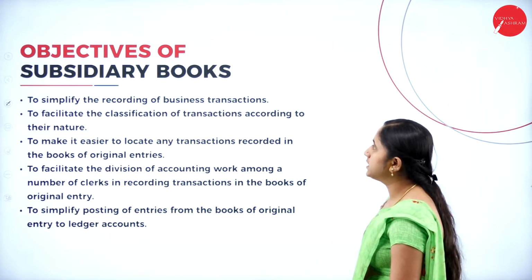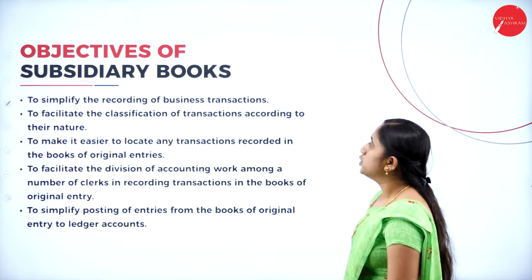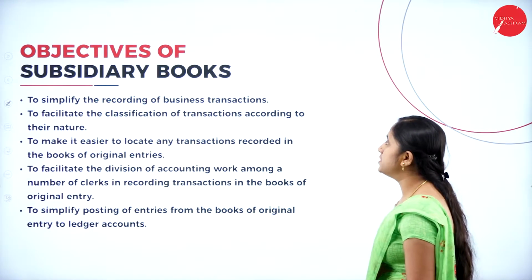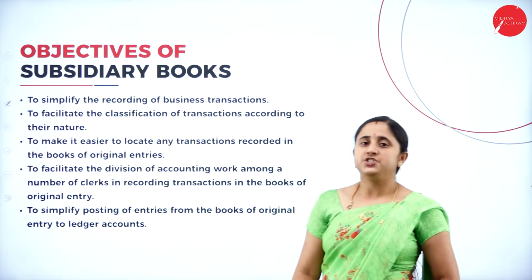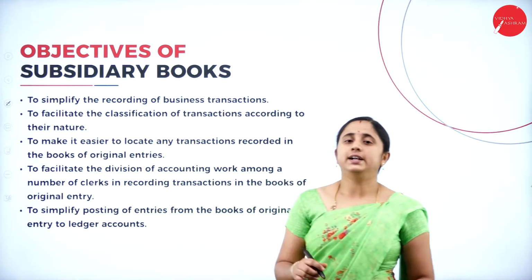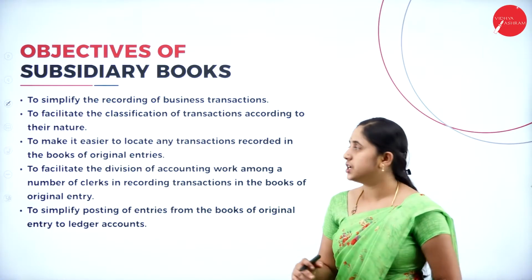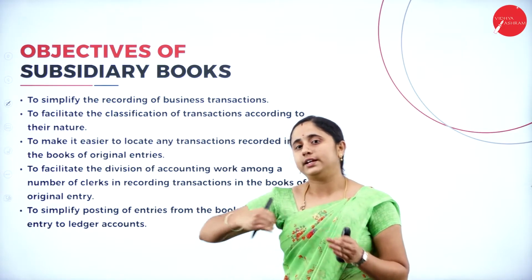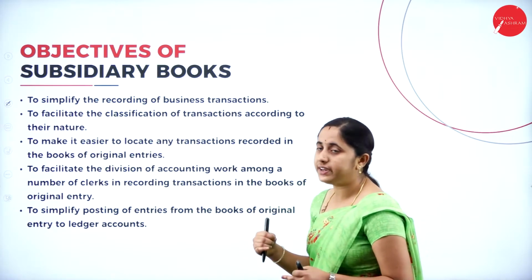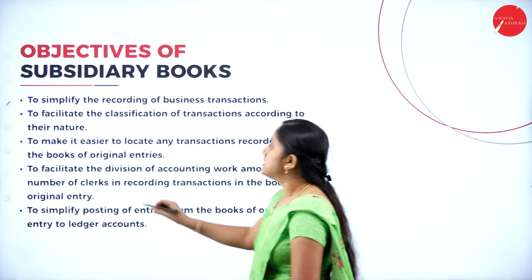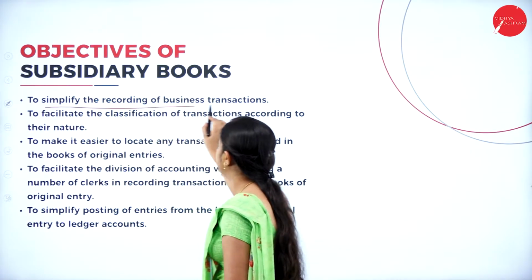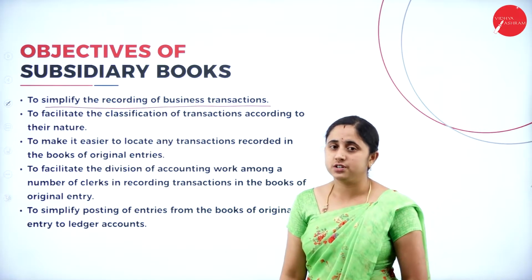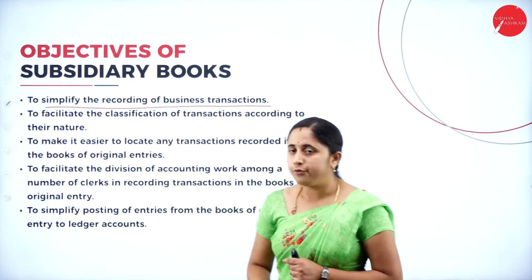Then the objective of subsidiary books is to simplify the recording of business transactions. General journal is difficult for recording transactions, because you will record all the transactions in one book. So, it is difficult to identify. Subsidiary book simplifies the recording of business transactions. So, it simplifies the work for them.